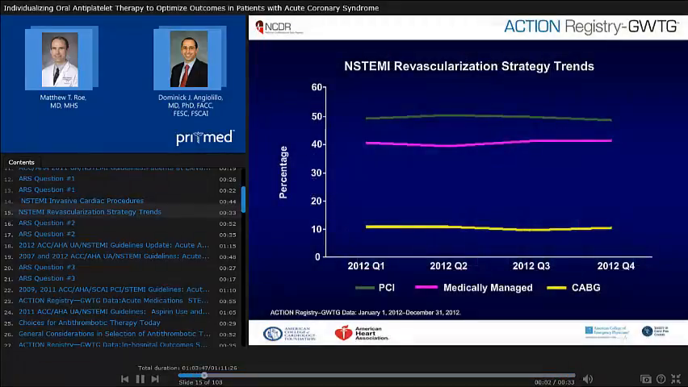And if we look at trends across the quarter, they're relatively flat, and across years, if I were to show it that way, it's relatively flat, and that is that roughly 50% of patients in the U.S. will get PCI with non-STEMI, 10% will get CABG, and the remainder will be managed medically. And that means they either underwent a cath and no revascularization was done for a variety of reasons, or no cath was done at all in the first place. But these trends are relatively flat, and they're not increasing with time.